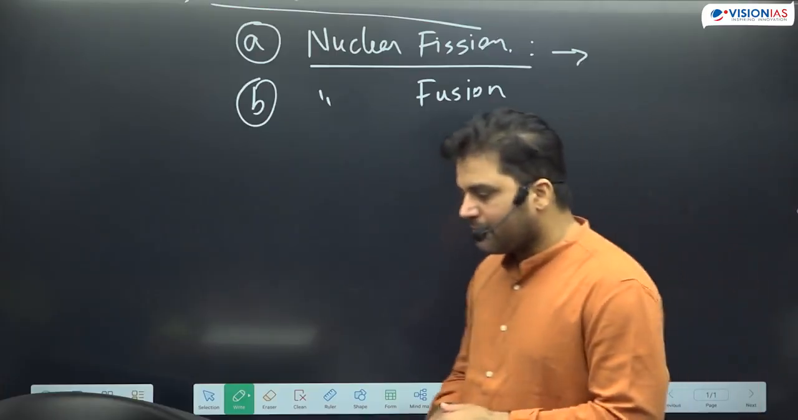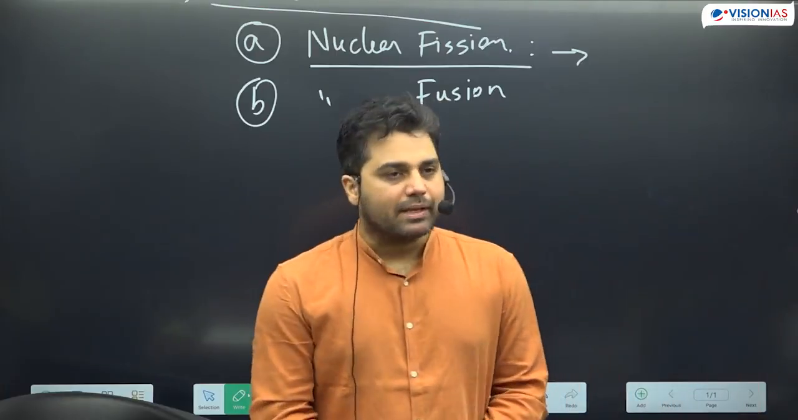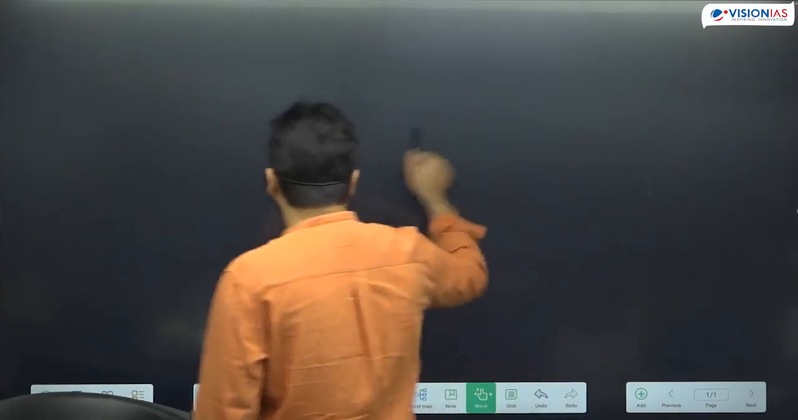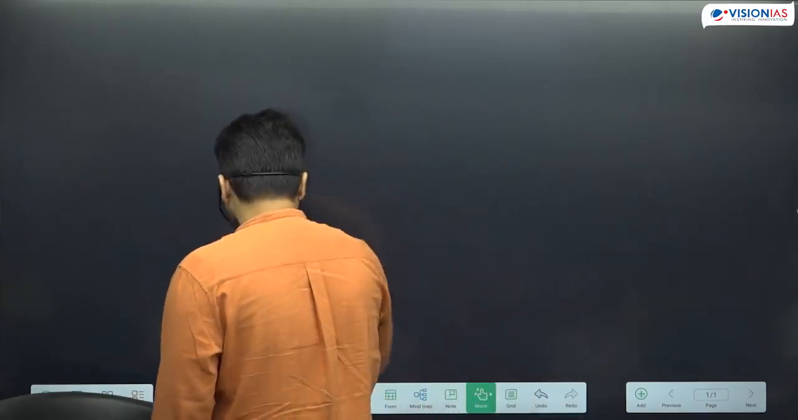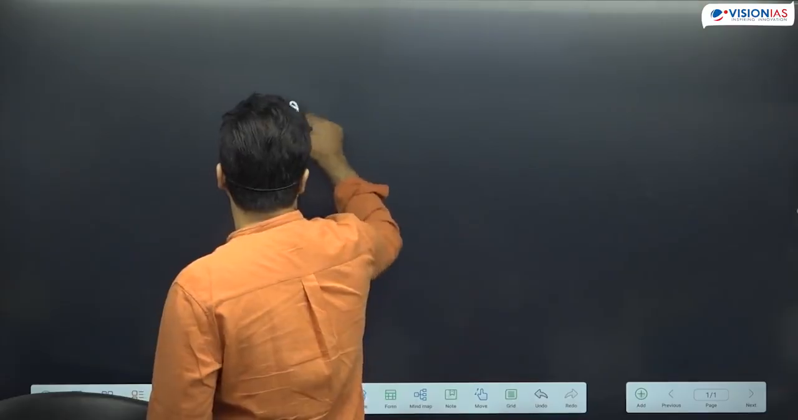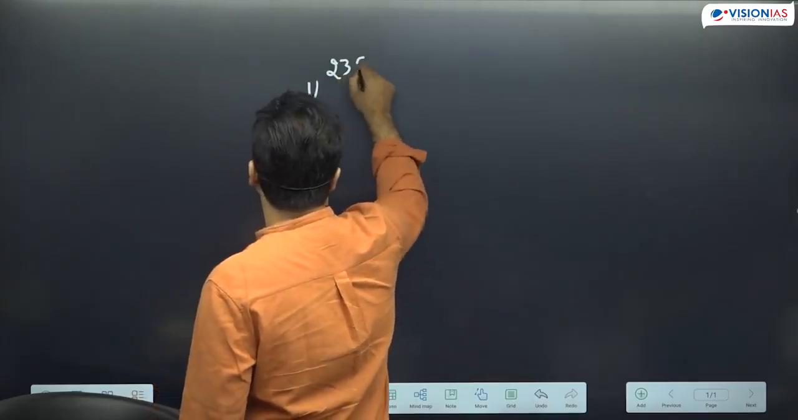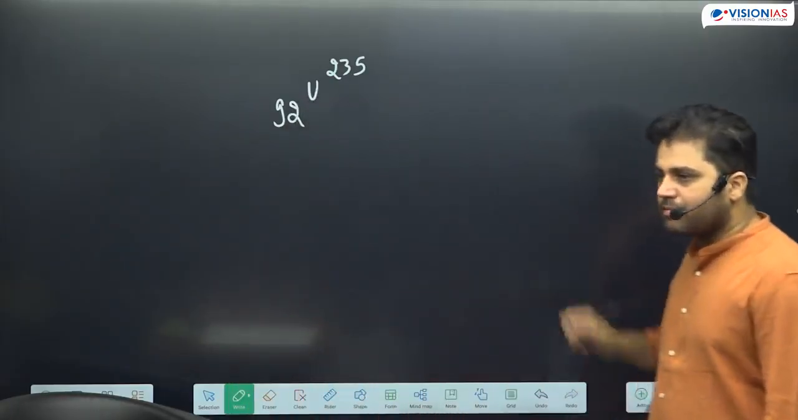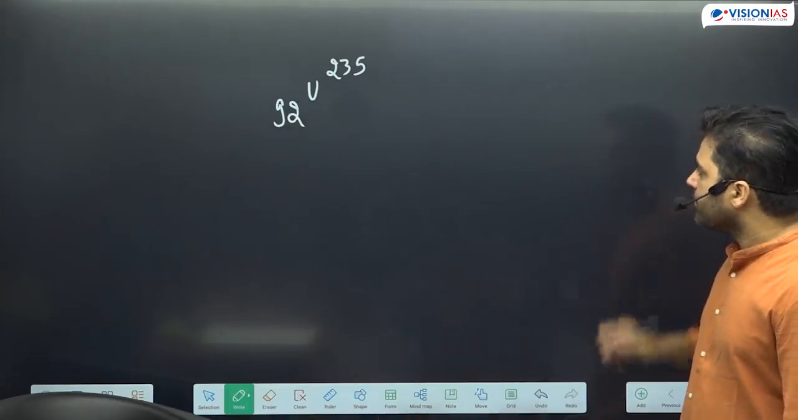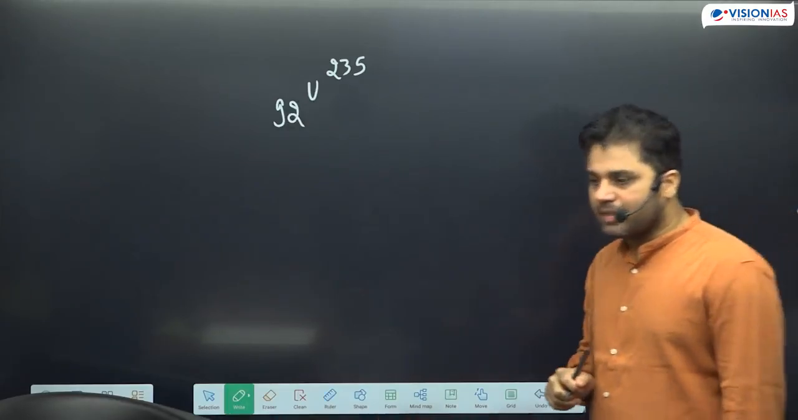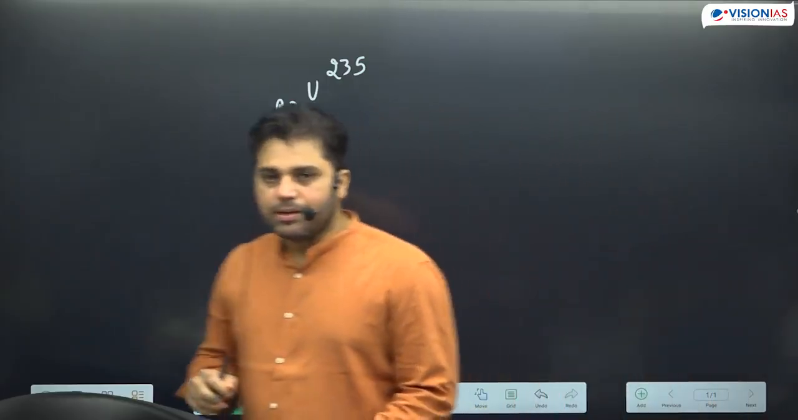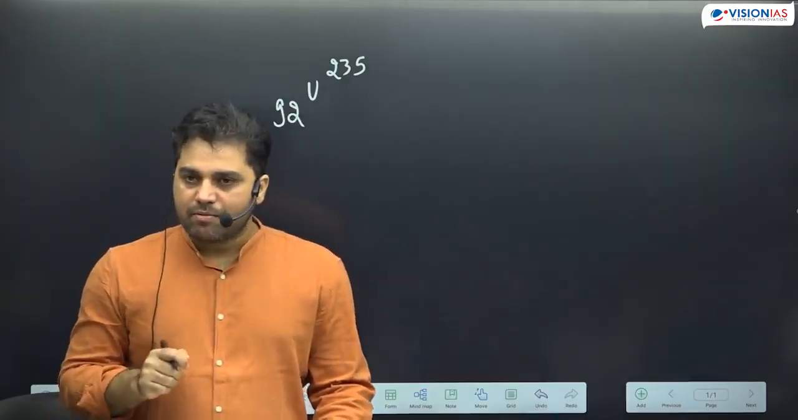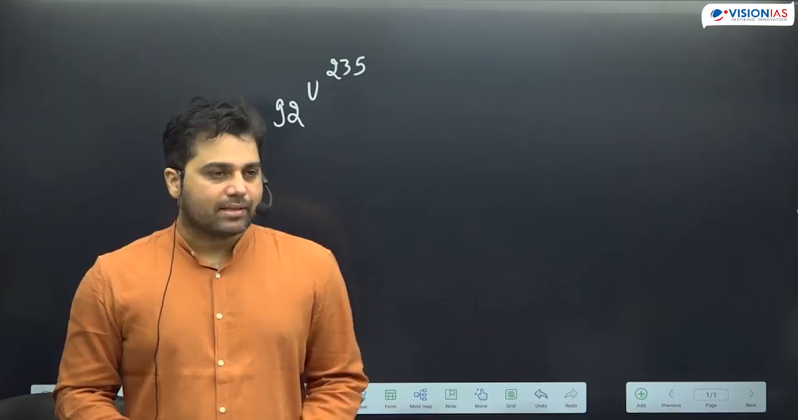One of the most famous unstable nuclei is uranium-235. Uranium has atomic number of 92. It has many isotopes. I'm talking about one specific isotope which has atomic mass of 235. This uranium-235 already is not very stable. We want to induce more instability in this uranium. How do we do that? We add extra neutrons inside this nucleus.